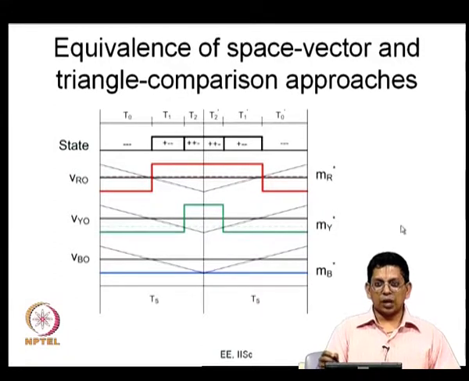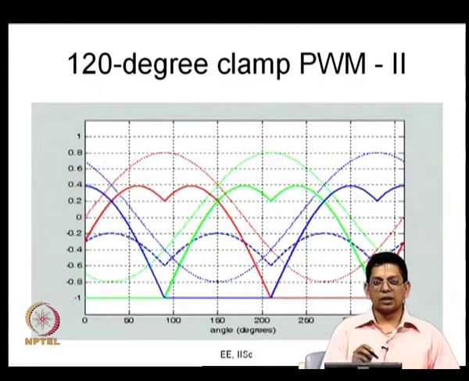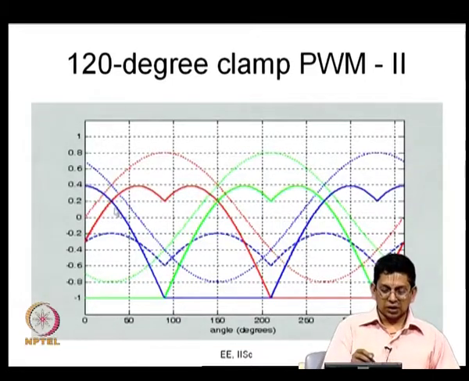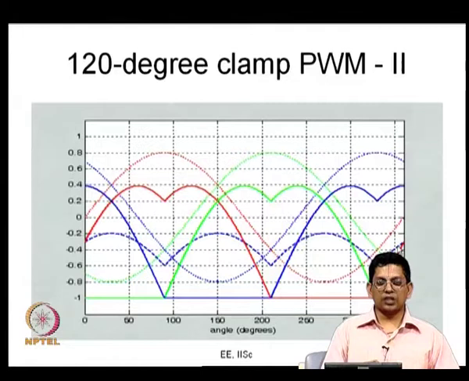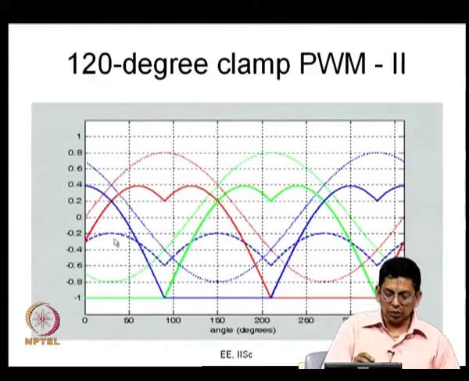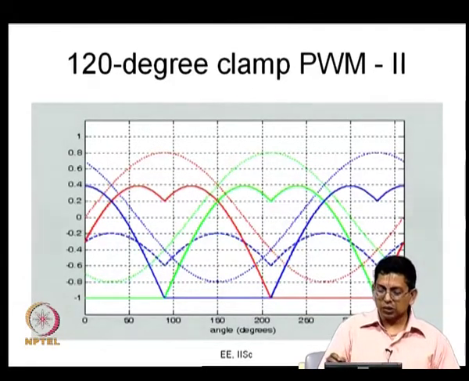You can start with MR, MY, MB, add some common mode component such that you get these MR star, MY star and MB star, and you can compare it with the triangular carrier now. So, the only question is what is this MR star, MY star, MB star, and what is the common mode component to be added? The answer is here. Your MR star is actually this, while this sine wave is the original MR, your MR star is this. Similarly, MY star, MB star, and what is the common mode component? This is the common mode component.